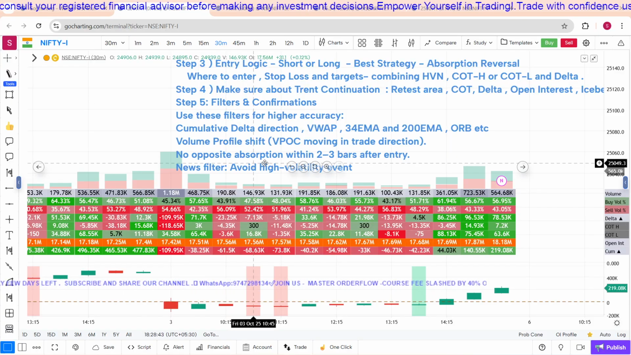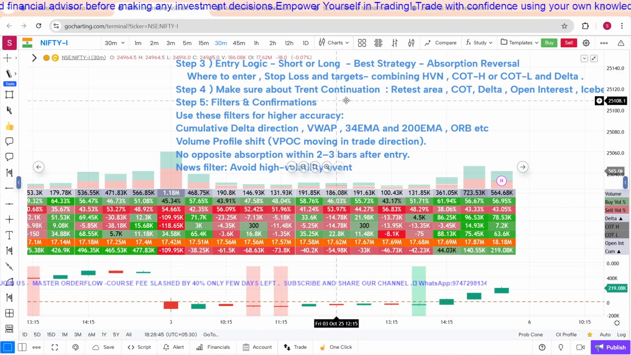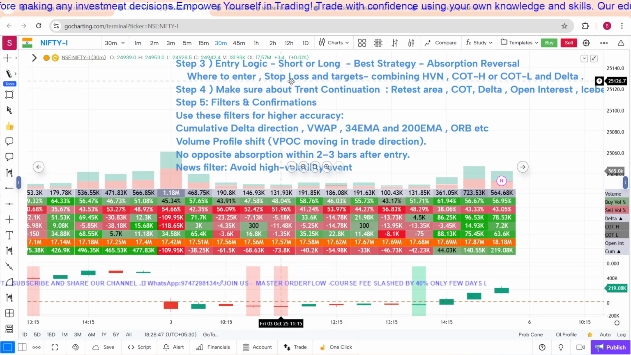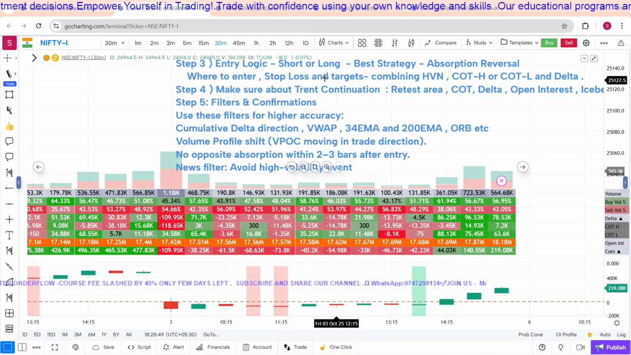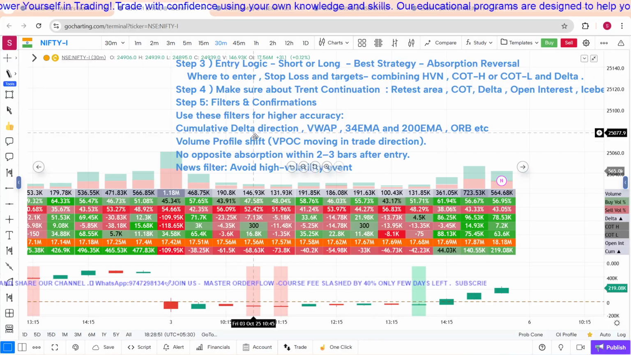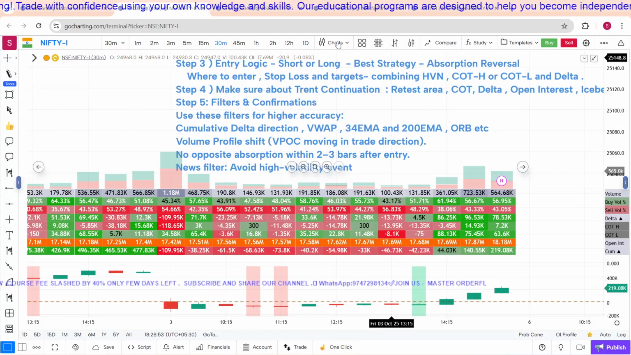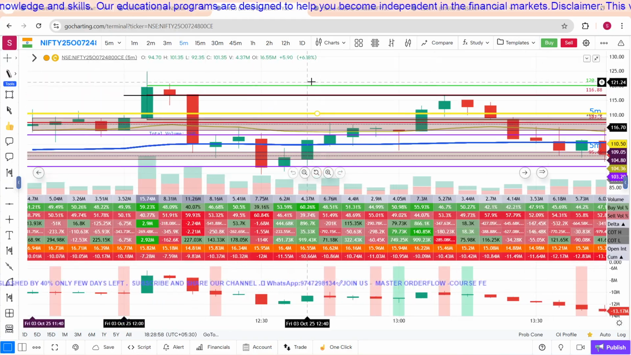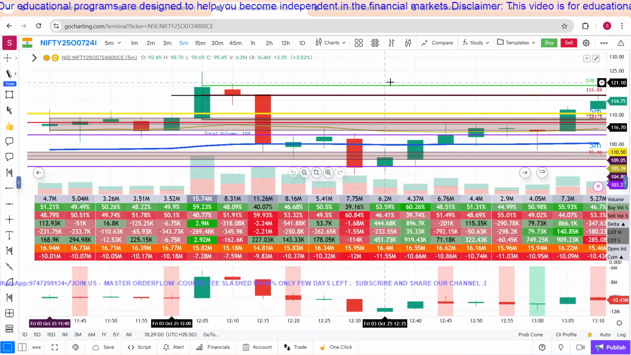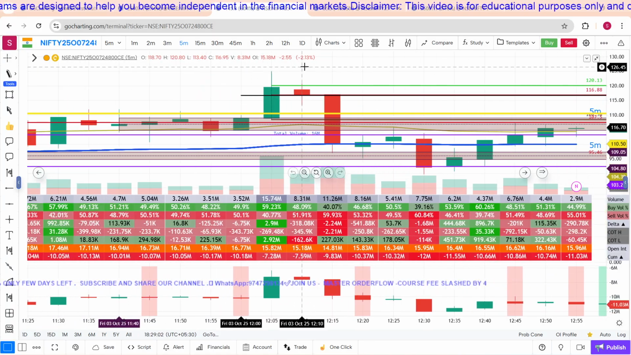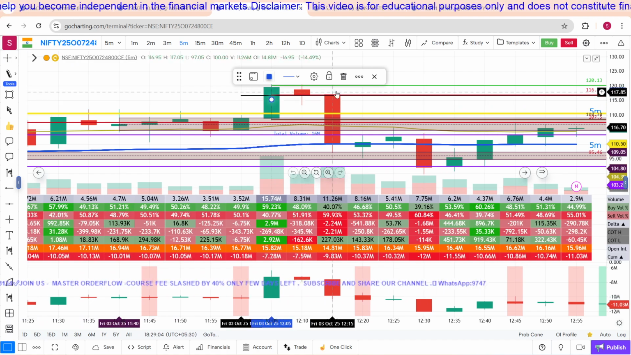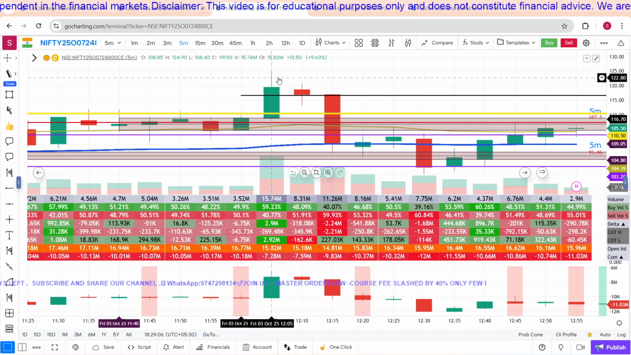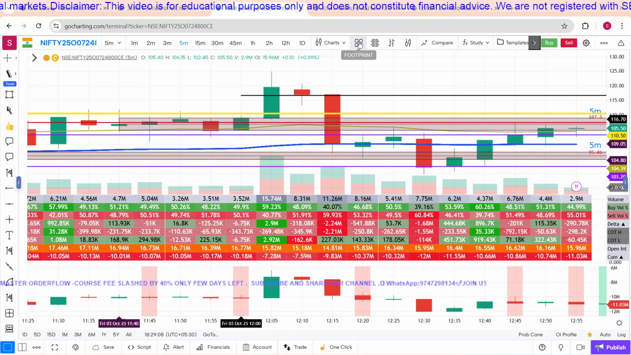Make sure there is a trend continuation. After taking a long position, after 2-3 candles, we can see some selling absorption. The aggressive buyers may be absorbed 100% by these limit sellers. See, here we can see in this candle on this top, some selling absorption happened.